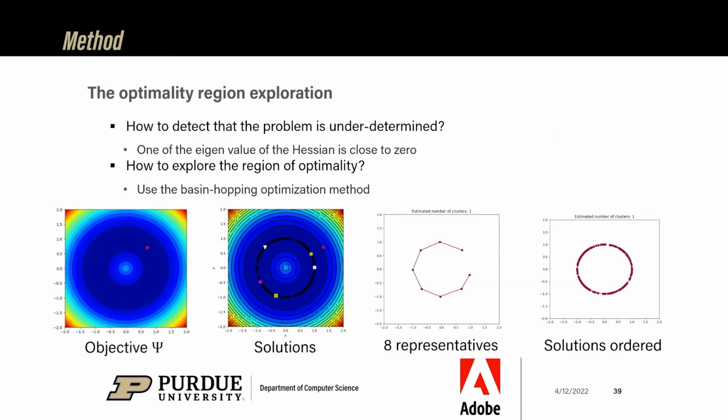Very quickly on how our optimizer works. When we reach an optimal configuration, to detect if the solution is underdetermined, we look at the eigenvalues of the Hessian. If one is close to 0, it means that locally the objective function is flat and there might be other optimal solutions around. Then we use a method inspired from Bayesian hopping, which essentially is like simulated annealing, but using the gradient to speed things up.